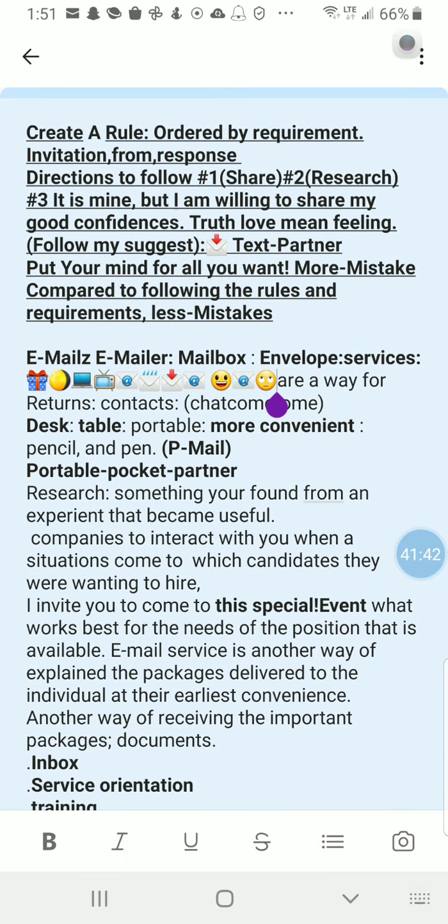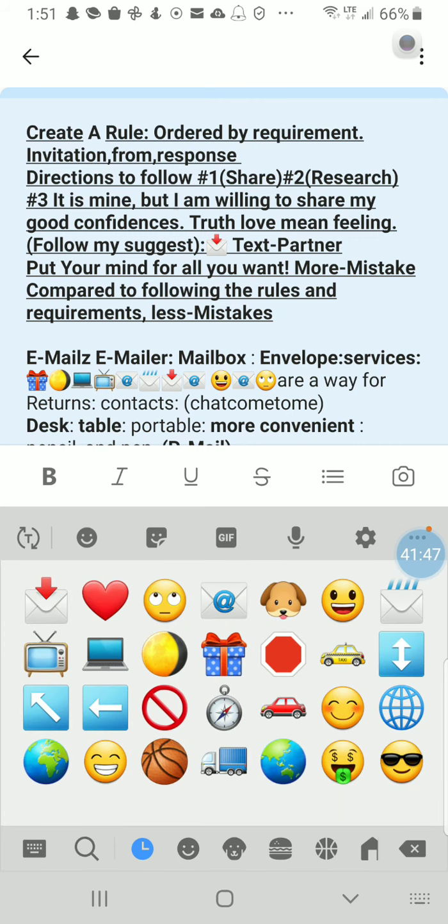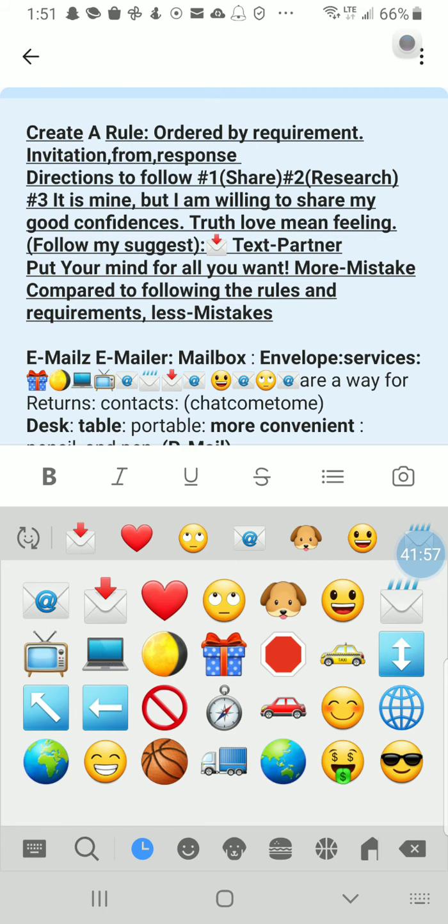I can just put on here talking about emails, and the different signs and symbols that you would normally get if you were using an email. Yeah, what is that right there? Okay, that's the keyboard right there.